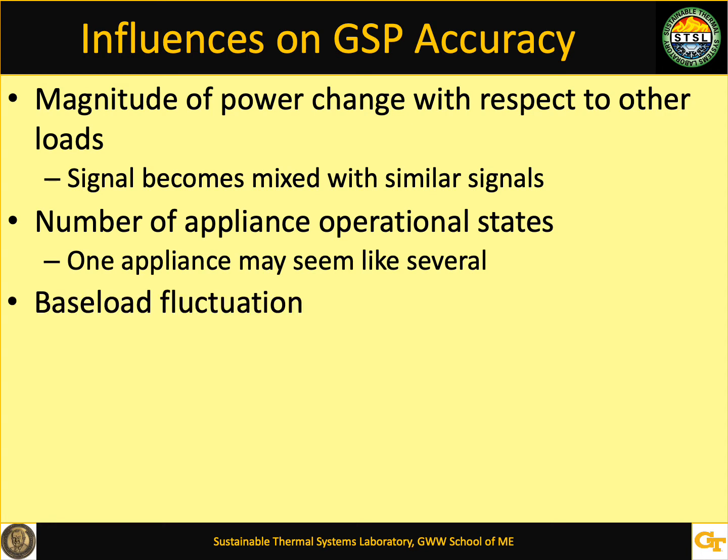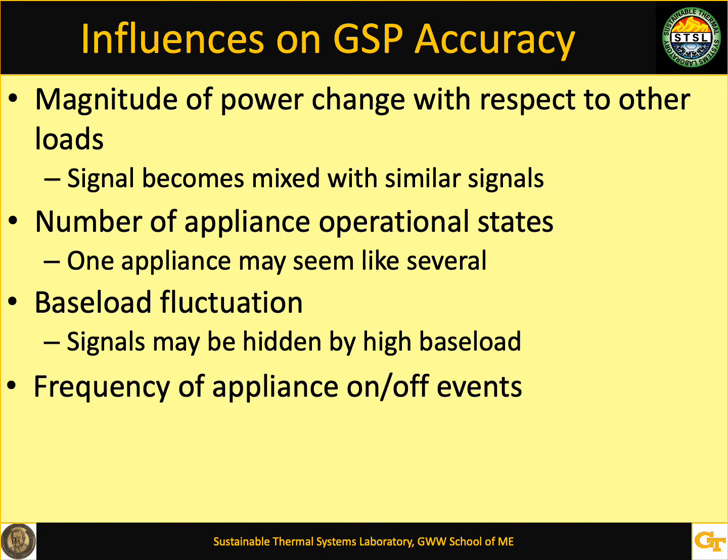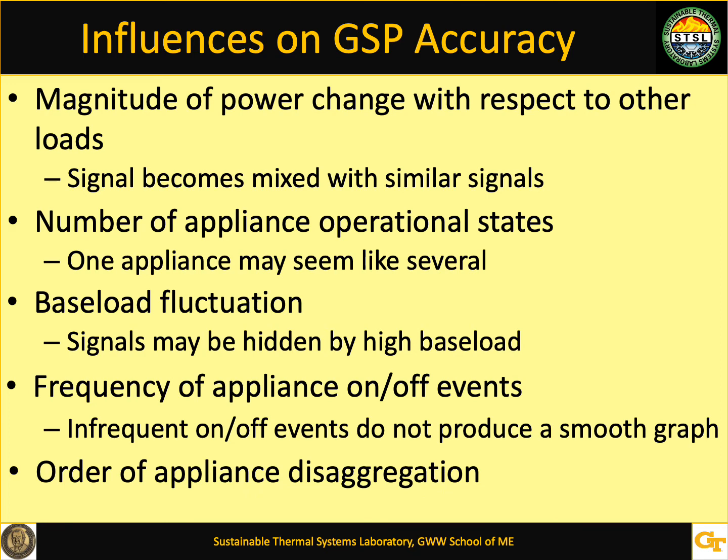If there's a large amount of fluctuation in the base load, a signal that was capable of being disaggregated at one point may later be hidden within this base load. If the appliance is operating infrequently, this can lead to a rough graph, which is more difficult to disaggregate. And of course, the order of the sequence in which the appliances are disaggregated will also affect the outcome. So in this case, if an inaccurate appliance signal is removed from the main signal early on, the error will propagate through all subsequent disaggregations.